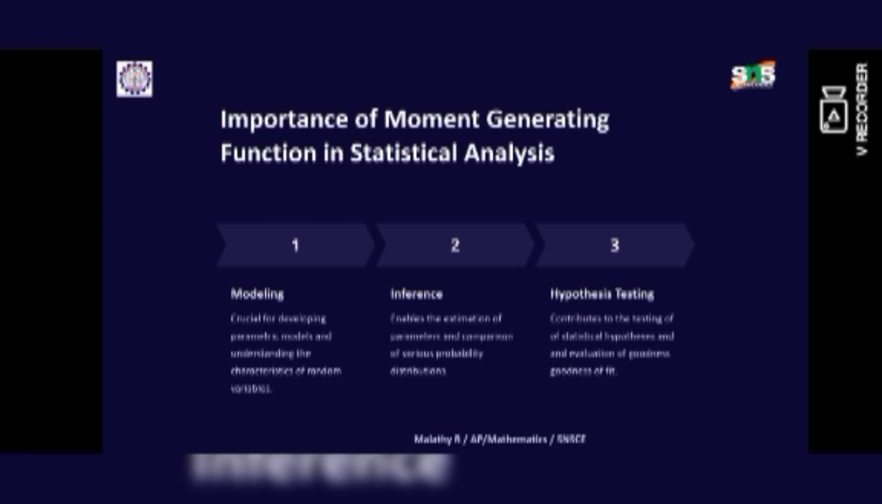In this we are having the null hypothesis and the alternative hypothesis. The null hypothesis we denote by H naught. The alternative hypothesis we denote by H1.